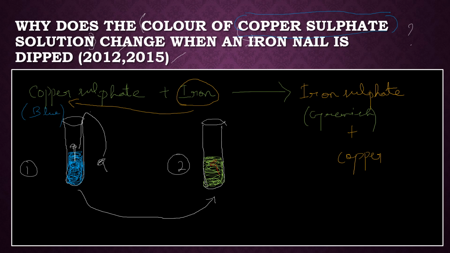Now what could be the reason for this reddish brown coating on the iron nail? Very simple, it's copper. Now this is what the entire reaction is all about. The red brown layer on the surface of the iron nail is basically due to the copper metal. And this light green solution is due to the formation of iron sulfate. So this is what the entire reaction is all about.